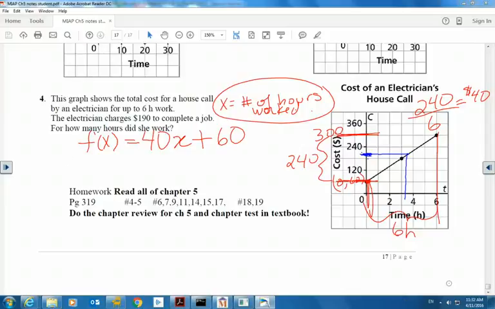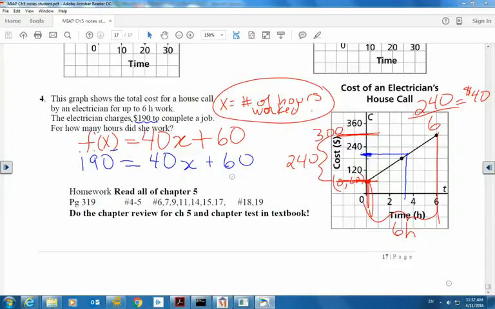So if I wanted to fill in a number for here, where would the 190 go? Is that a range value or a domain value? It's a range value. So where would I substitute it in this equation? Right here, the f of x. So I'm going to say 190 is equal to 40x plus 60. And what am I going to solve for now? Solve for x. What's the first step in solving for x?